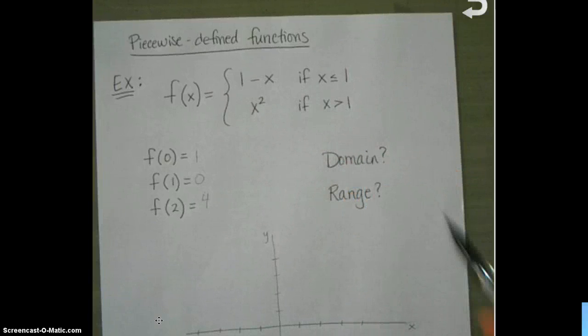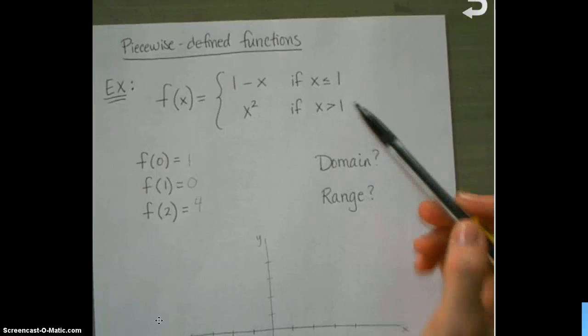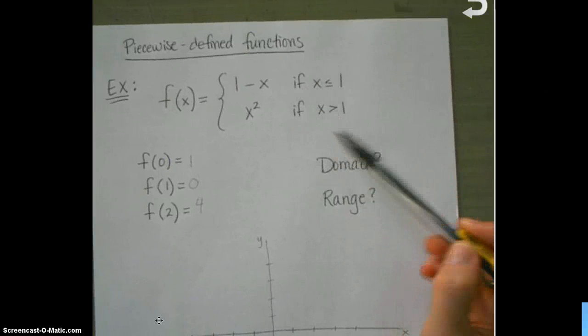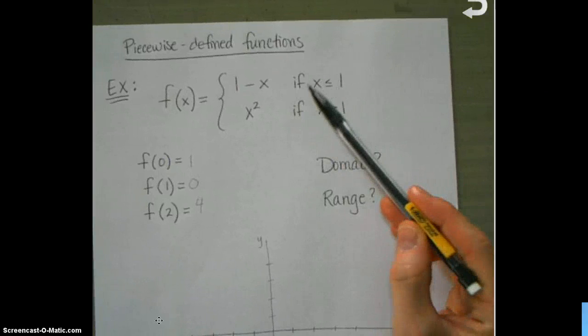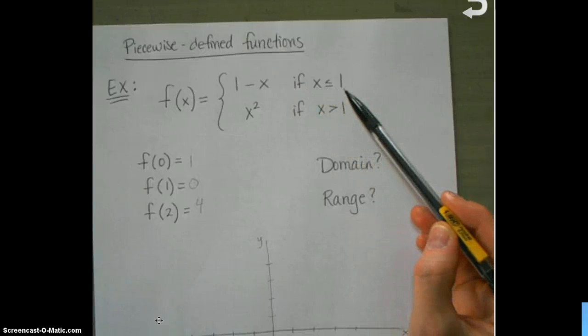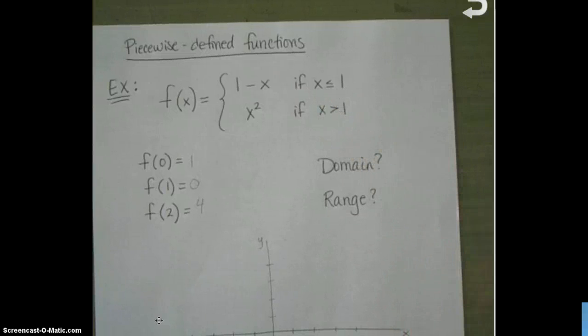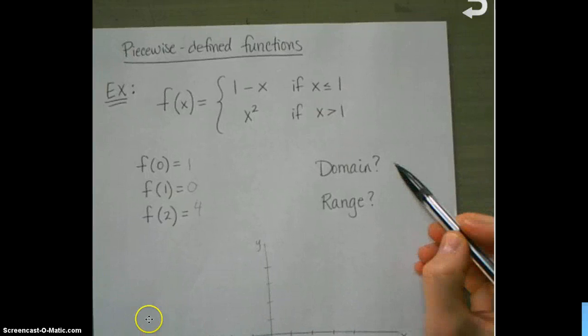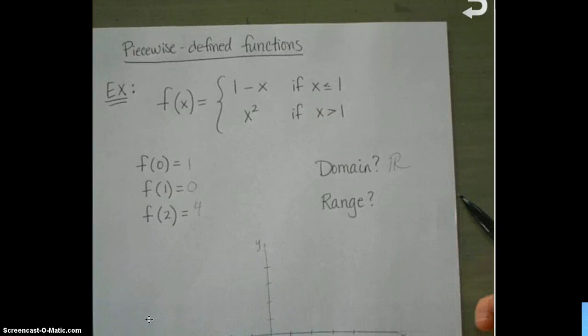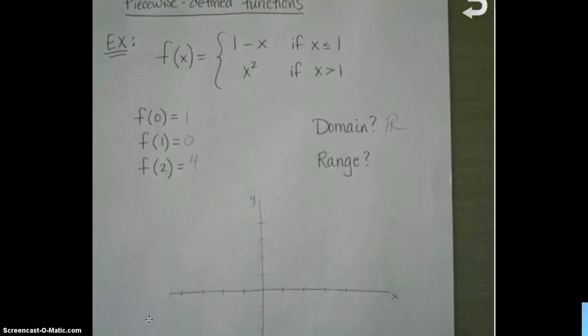All right, so the domain is really the combination of all these little mini domains. And so if this is all x's that are less than or equal to 1, and this is all x's that are greater than 1, then that's everybody. And so the domain here is all real numbers. The range, which is your output, is not always easy to see looking at the function, so let's graph it next and then we'll answer that question about the range.